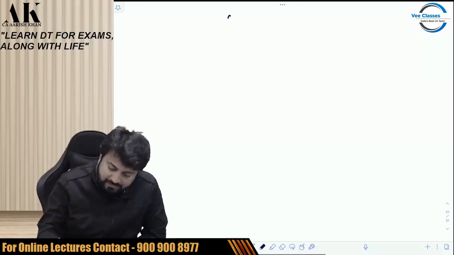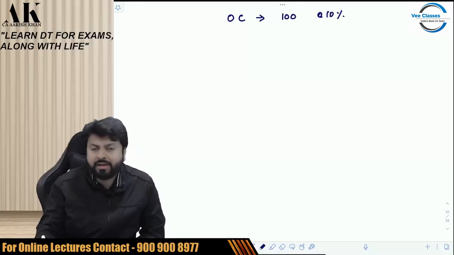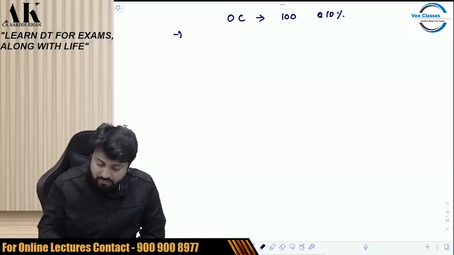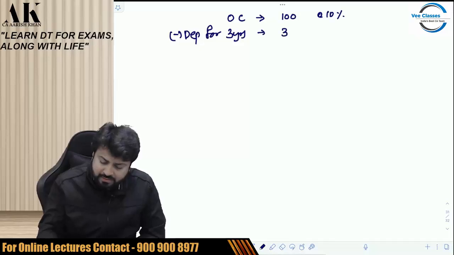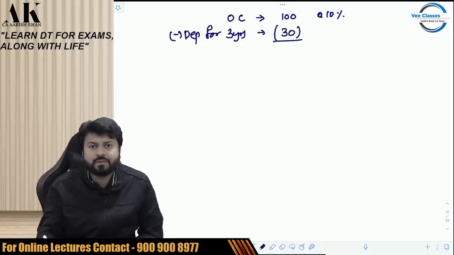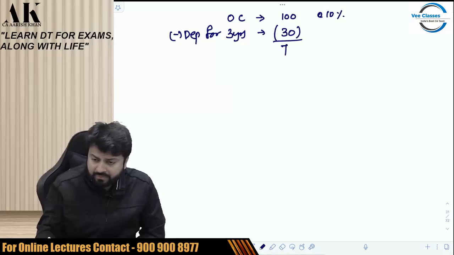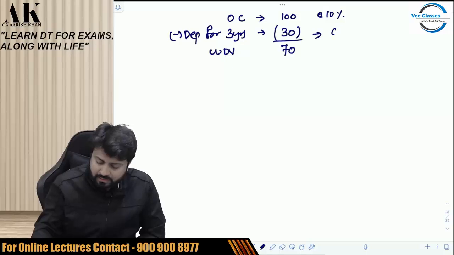So if I purchase an asset, say the original cost of the asset is 100 rupees, and the rate of depreciation is say 10%, I will depreciate the asset by 10 rupees every year. After 3 years, the depreciation would be exactly 30 rupees, and the WDV of the asset will be how much? 70 rupees. So I will claim 10 rupees every year.